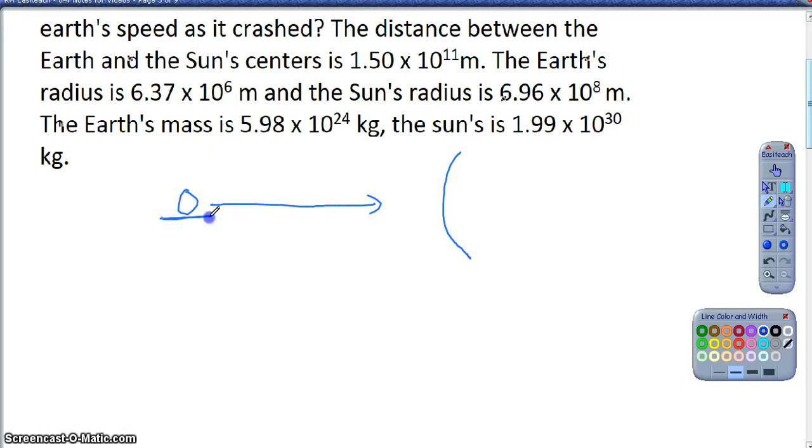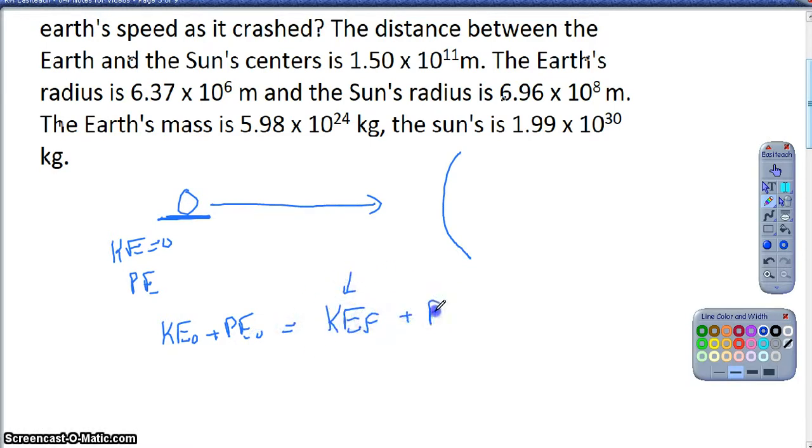Well, if the Earth all of a sudden stopped right here, what forms of energies would it have with respect to the Sun? Well, if it stopped moving, its kinetic energy would be 0, right? But it would still have some potential energy based on the distance between the two, right? So if I'm thinking in terms of energies, the initial kinetic plus the initial potential energy would equal the final kinetic energy, which will help me find the velocity, plus the final potential energy, which I'll have to think about here in just a second.